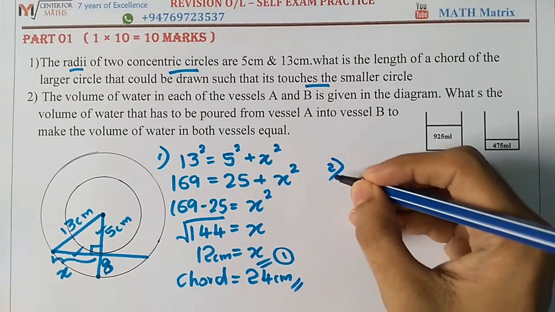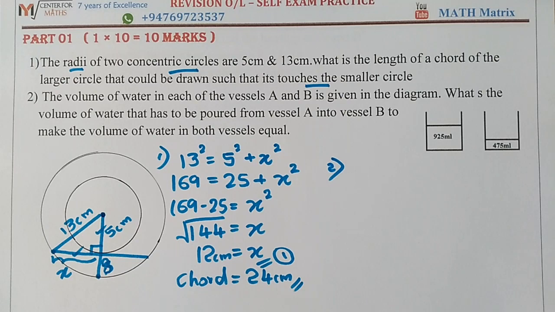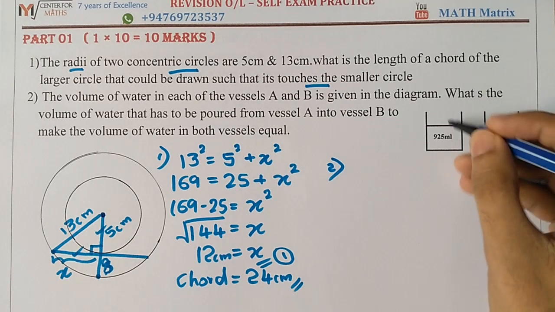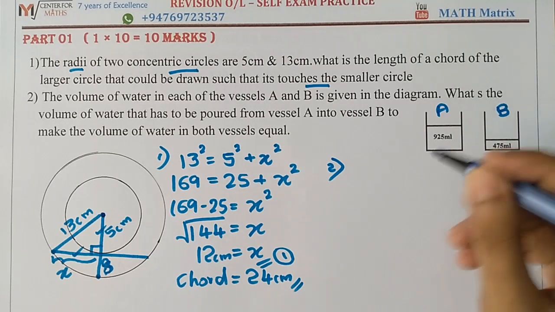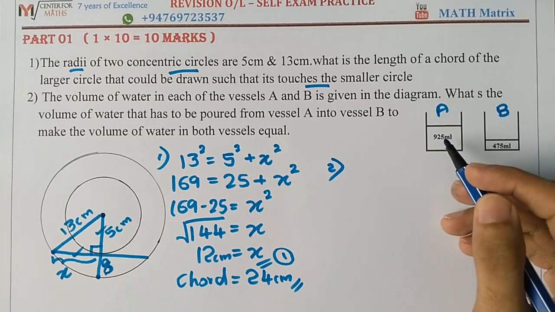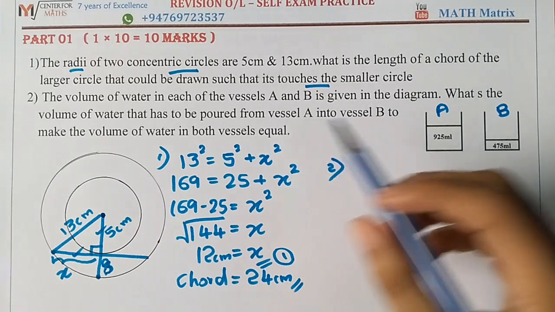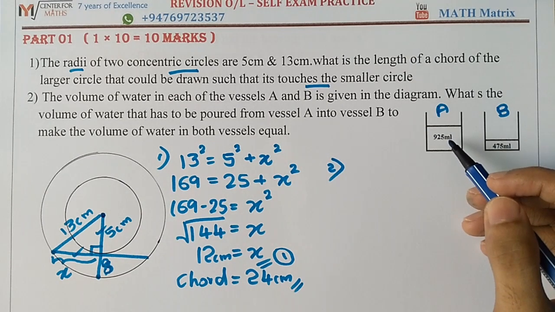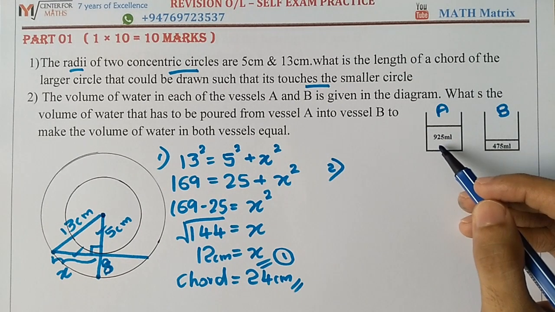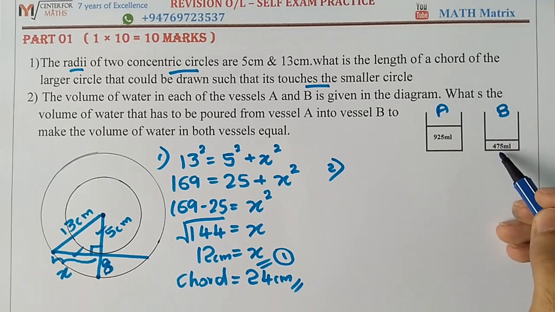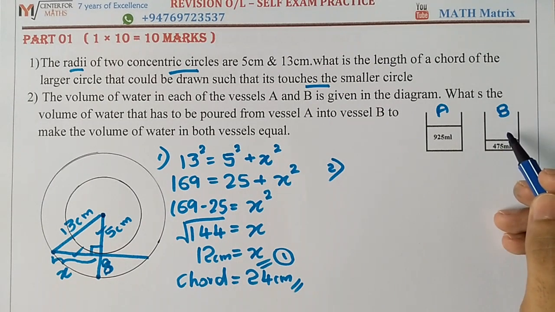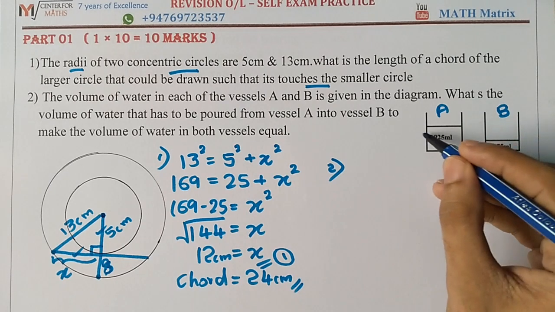And here the second question. Now what are they saying here? The volume of water in each of the vessels A and B is given in the diagram, 925 milliliter and the other one is 475. What is the volume of water that has to be poured from vessel A into vessel B to make the volume of water in both vessels equal?